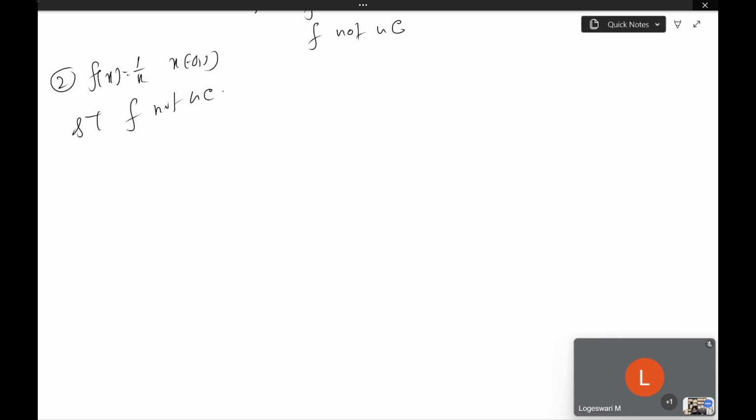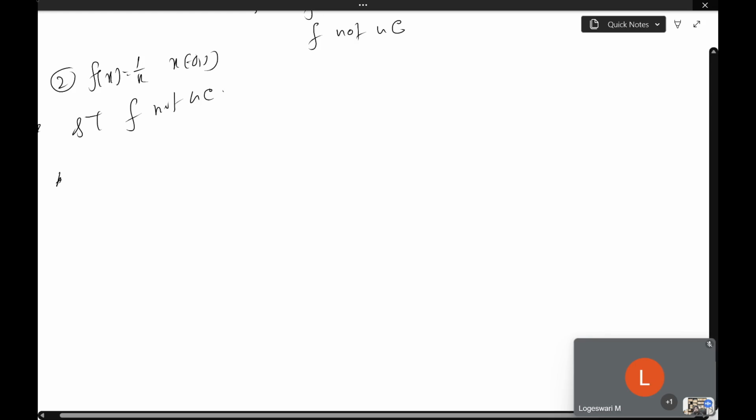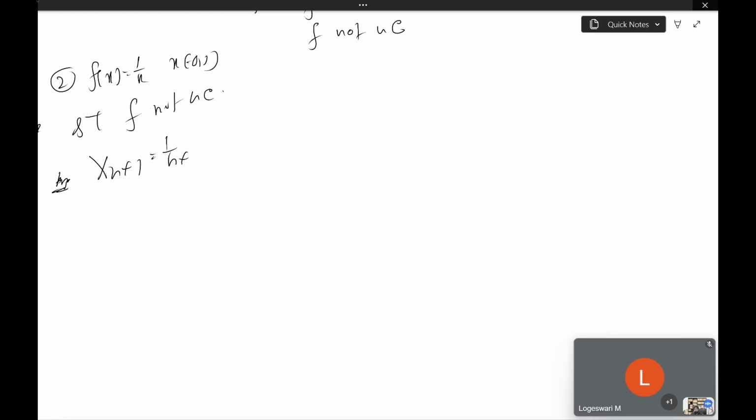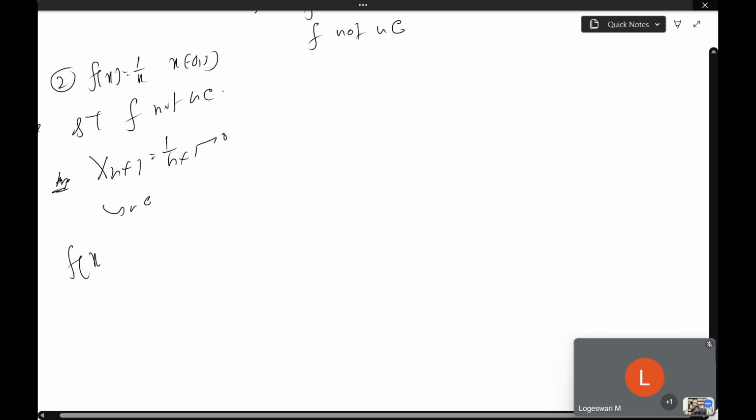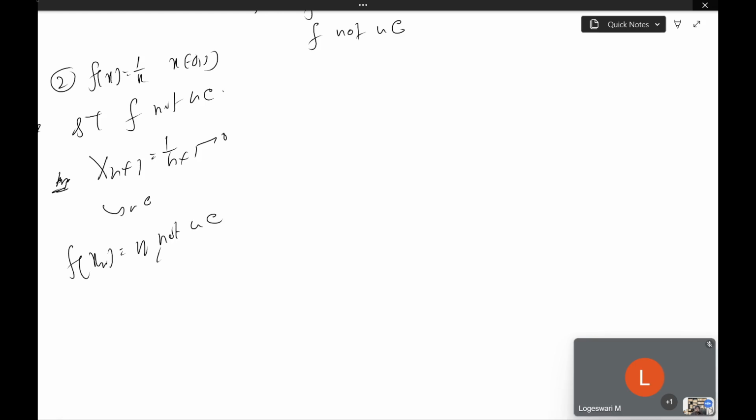Okay, so here the same similarity. Choose x_n equal to 1 by n plus 1, which goes to 0. So this is convergent, hence Cauchy, but f of x_n is equal to n plus 1, which is not convergent, so not Cauchy. So f is not uniformly continuous by the sequential criterion.